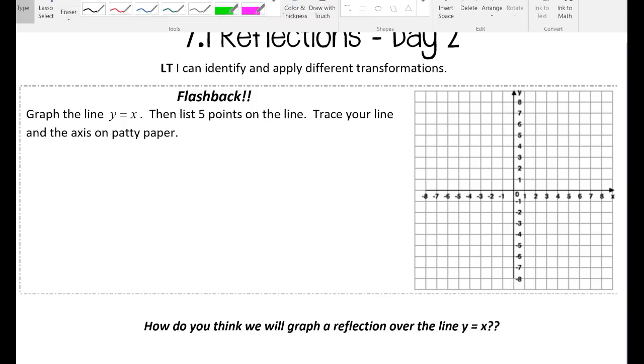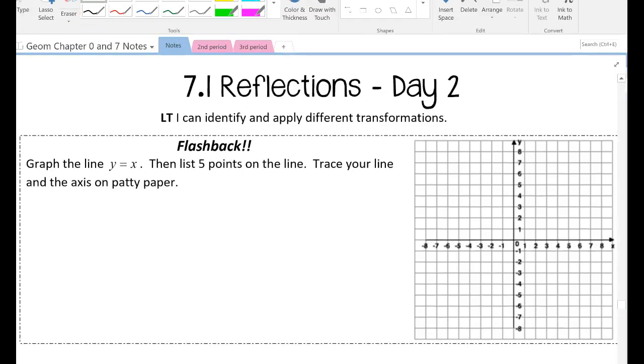If you recall from algebra, the line y equals x goes right through the middle here at a 45-degree angle. So it goes up here. If you remember, this is the first quadrant, and then it goes through here to the bottom left, and this is our third quadrant. Okay, and then we want to list 5 points on the line. So let's pick any 5 points. I'm going to pick this one, and this one. That's 2, 3, 4, and 5.